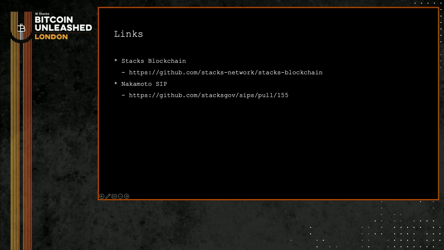So two things I'll leave you with here. Two links. The source code to the Stacks blockchain, where this is all being developed, is at github.com/stacks-network/stacks-blockchain. And the SIP, the Stacks Improvement Proposal that describes this system, is pull request number 155 on the stacks.gov/SIPs repository.